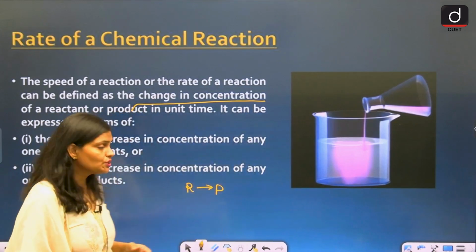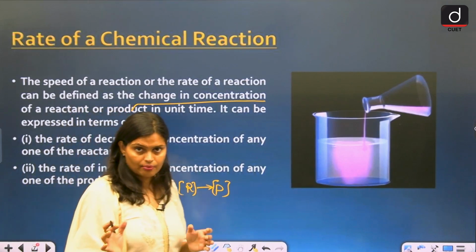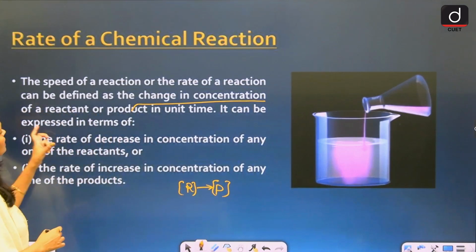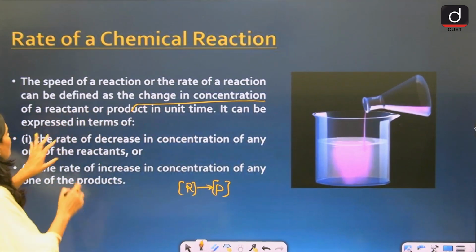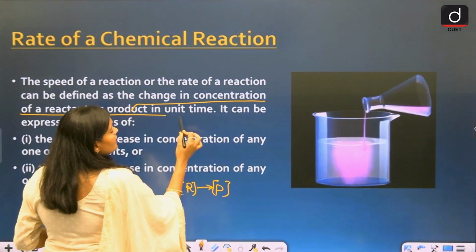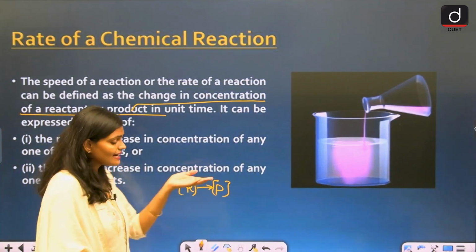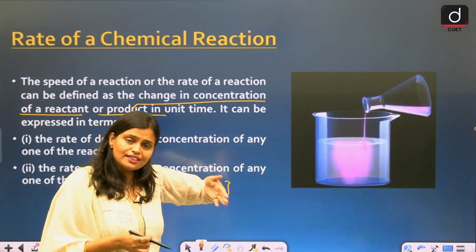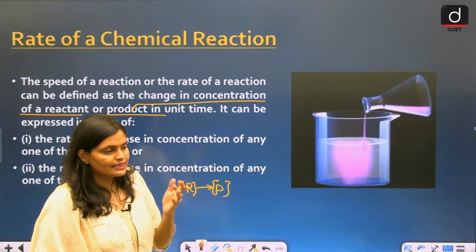Concentration is always represented with square brackets. Whenever we put square brackets, it tells you the concentration. So the rate of chemical reaction is defined as the change in concentration of a reactant or a product in unit time. It can be expressed as the rate of decrease in concentration of reactant or increase in concentration of product. Just understand that whenever any reaction takes place, there is a change in concentration of the reactant. Let us take an example.